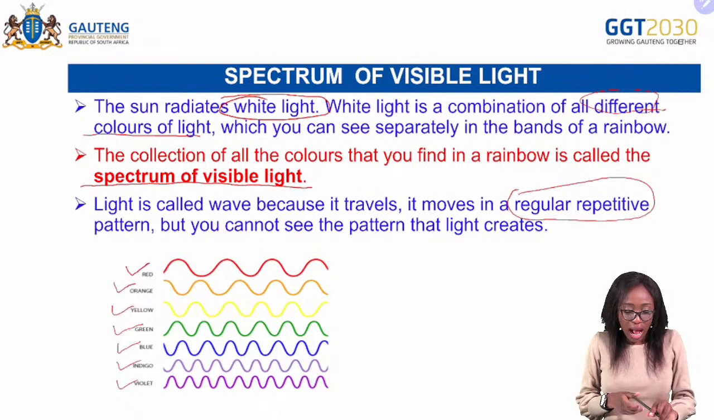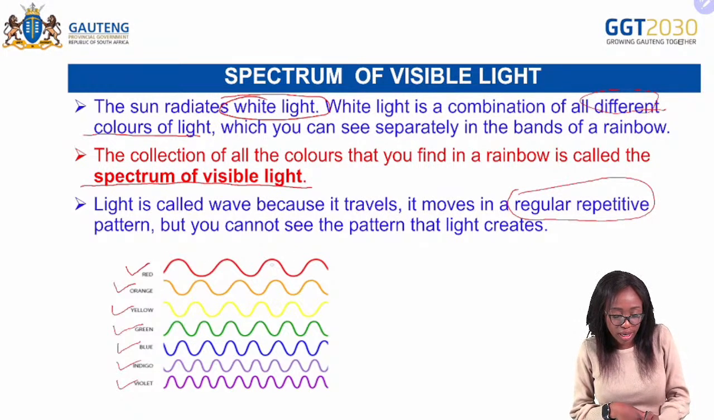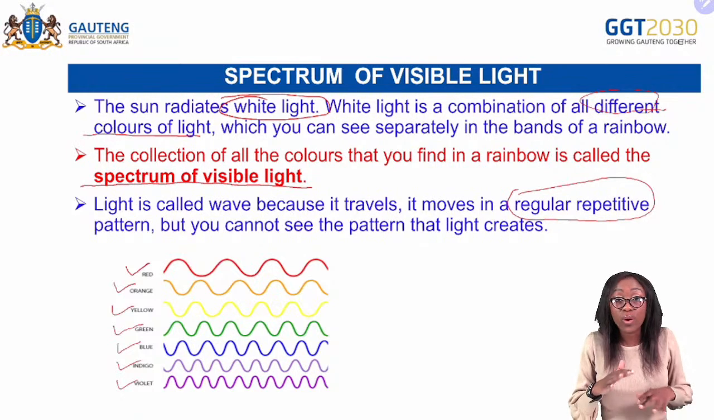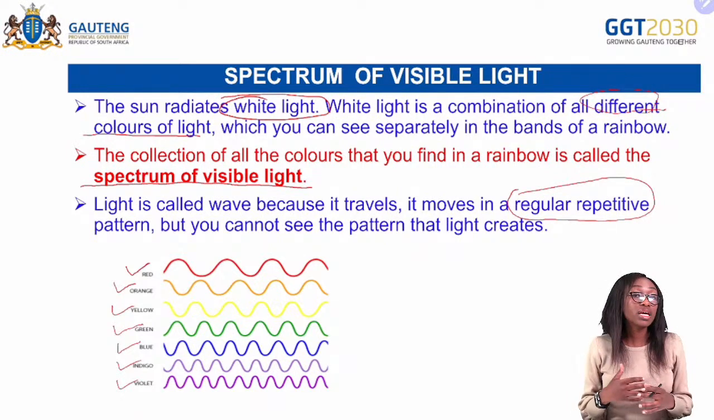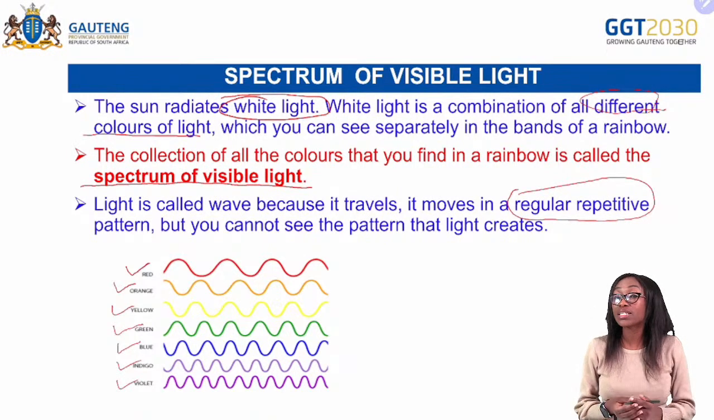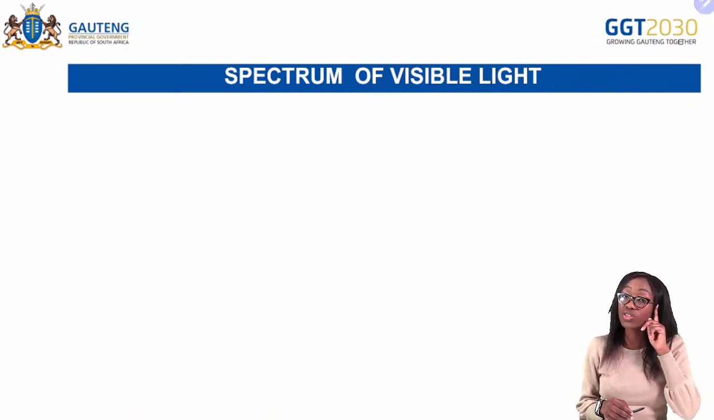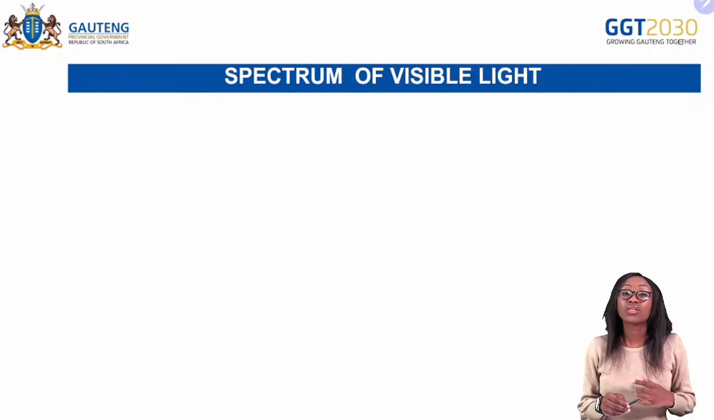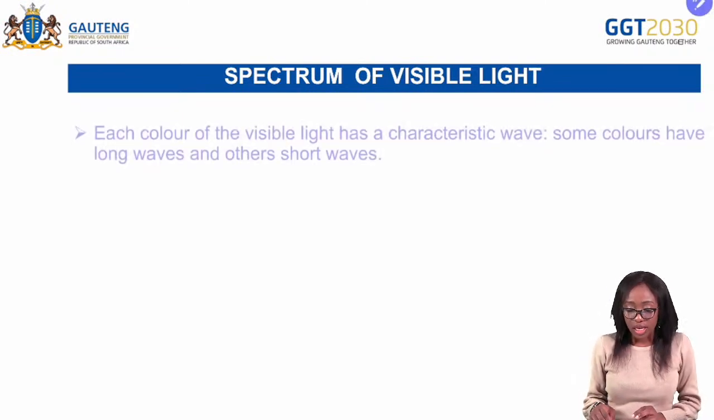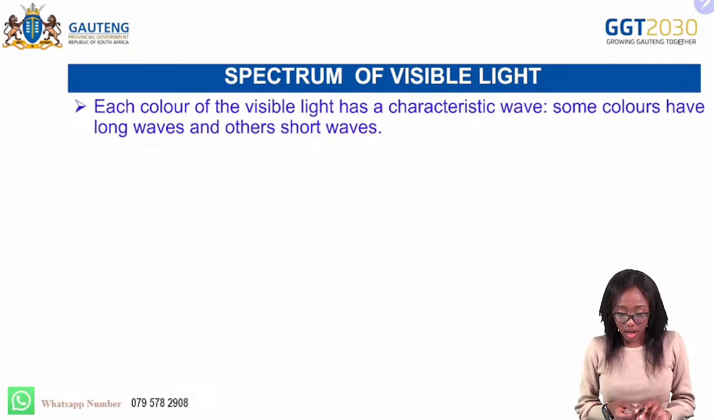Now, I drew these red, yellow, orange wavy lines just to further emphasize that light travels in waves. We know it travels in a straight line, but in that straight line, it will be traveling in waves. So now, each color of the visible light has a characteristic wave.